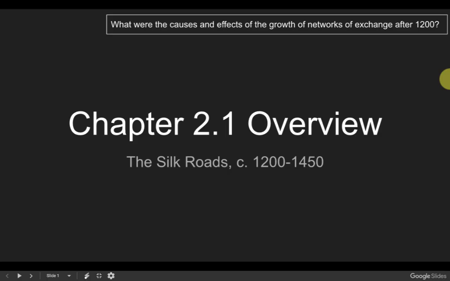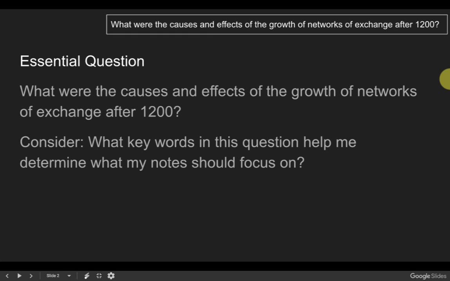The Chapter 2.1 overview, the Silk Roads, circa 1200 to 1450. So let's look at our essential question. What were the causes and effects of the growth of networks of exchange after 1200?